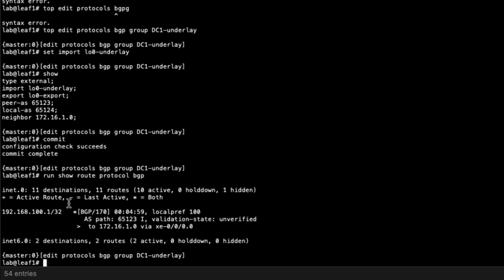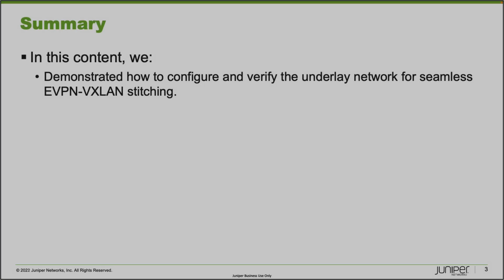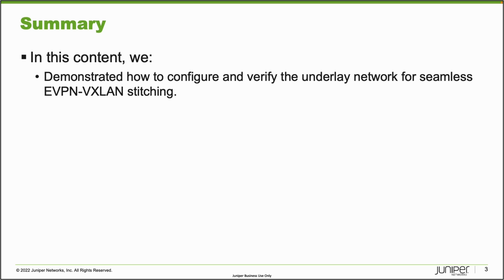So right now we have the underlay network for our data centers. We have data center 1, data center 2 set up correctly. And so that does bring us to the end of this learning byte. In this learning byte, we demonstrated how to configure and verify the underlay network for seamless EVPN-VXLAN stitching.